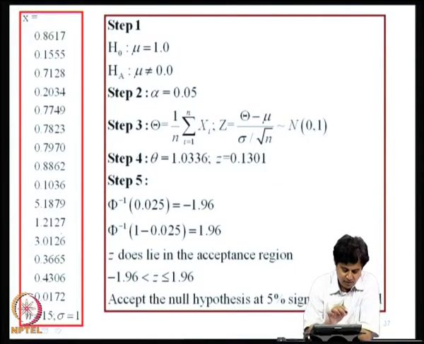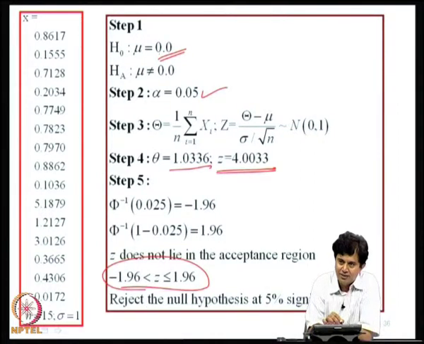Now for the same data, I make the null hypothesis that it is drawn from a population whose mean is 1. The earlier hypothesis was that it is drawn from a population whose mean was 0.